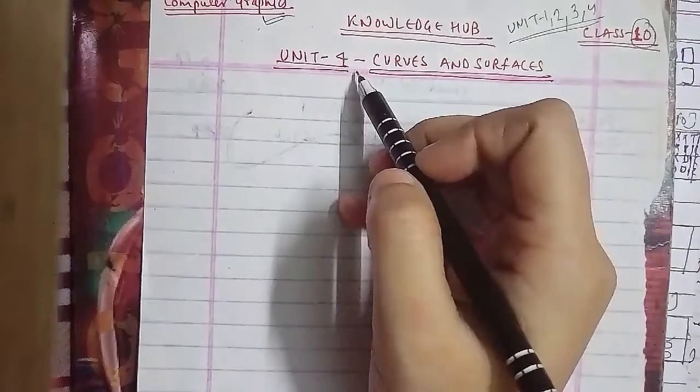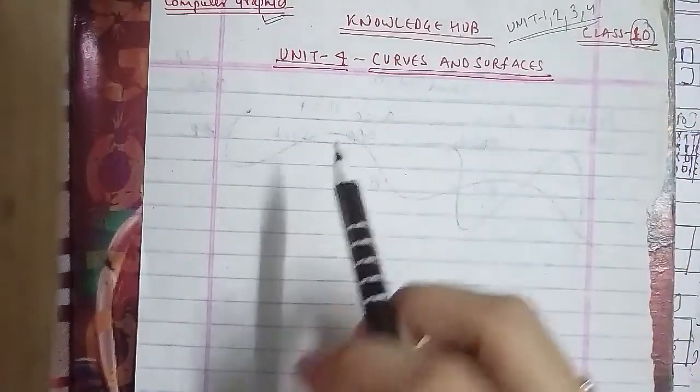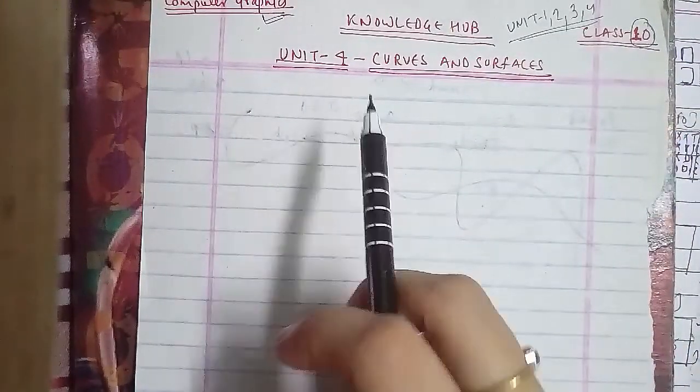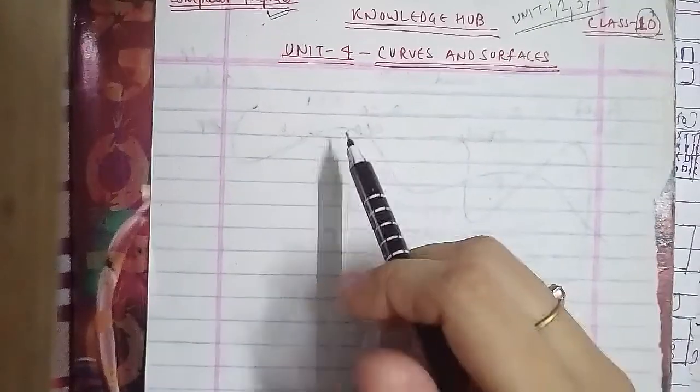So unit 4 will continue with that, and that is your curves and surfaces. Last time we talked about the screen subdivision method. Now we'll go ahead with the question that we have to solve here.